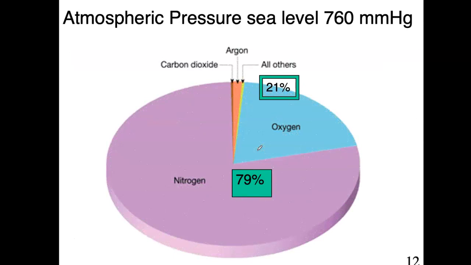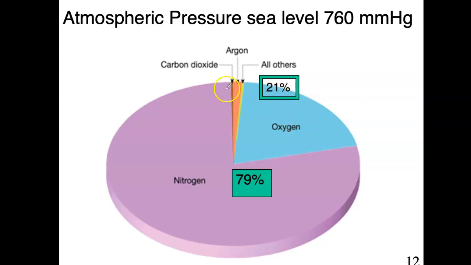Atmospheric pressure at sea level is 760 millimeters of mercury. In a pie chart, this is a real nice way of looking at it. If you took all of the gas that we inhale, atmospheric gas, most of it is nitrogen. 79% is nitrogen. About 21% is oxygen, and that's the one we are very interested in talking about a lot because that's what we're trying to get into our cells.